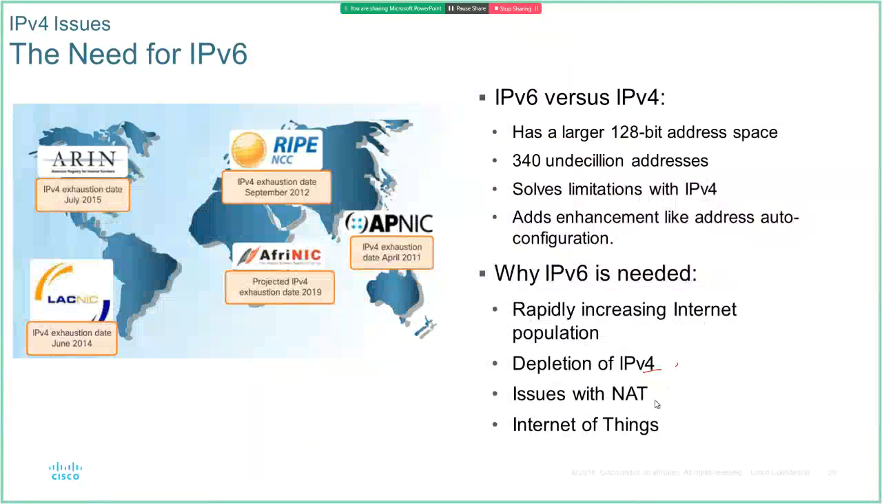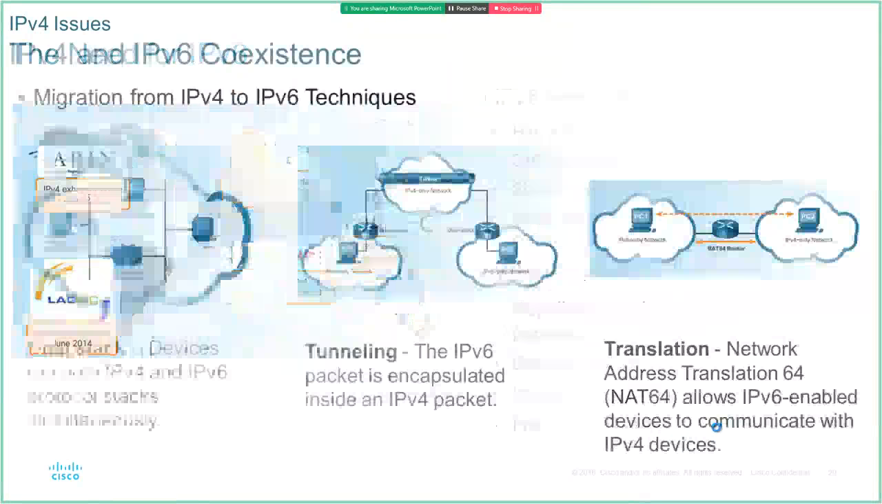So with v6, we don't need network address translation anymore, and it supports the Internet of Things. So we're going to have lots and lots of individual little devices connecting to the network under the Internet of Things as more and more automation comes into play.